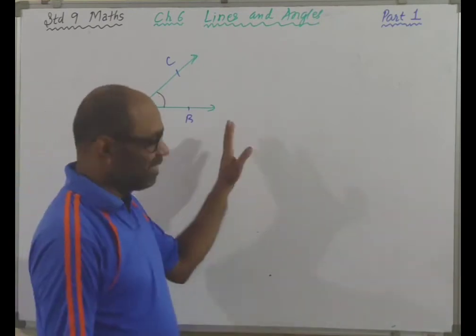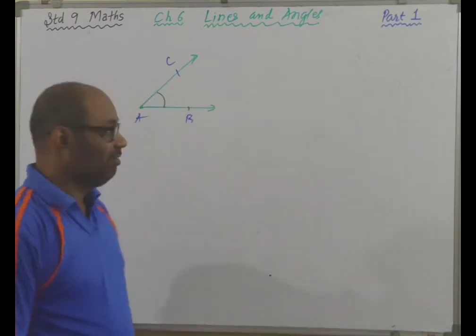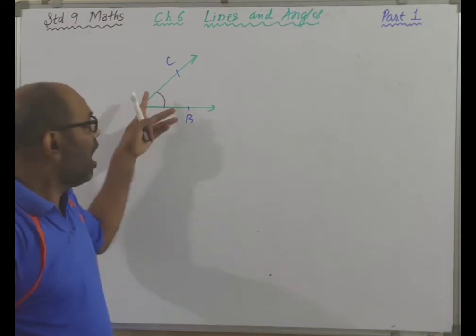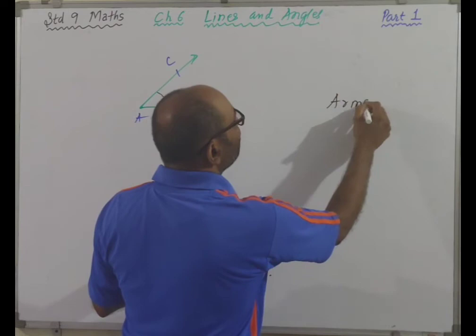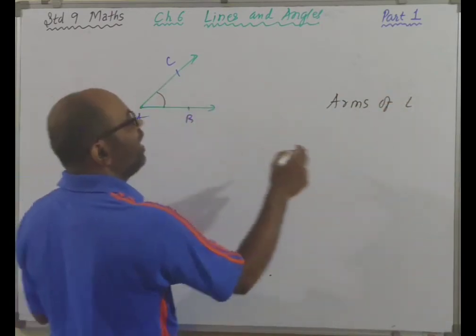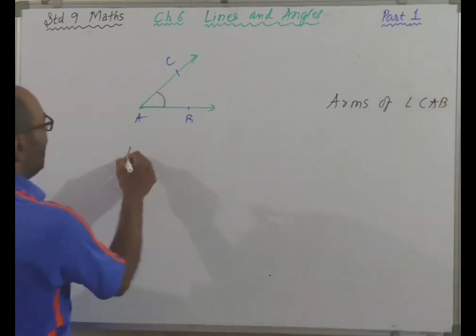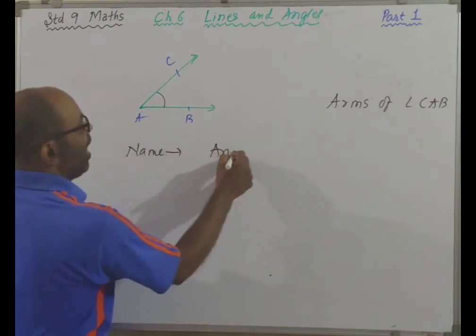Alright, so let's see the parts of an angle. We have already defined angle, correct? Now it has arms. Arms of angle is one part of it. Now the name of this angle is CBA. Angle, sorry, CAB. Let's first give the naming. What is the name of this angle?